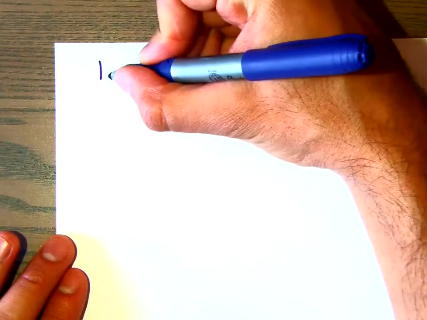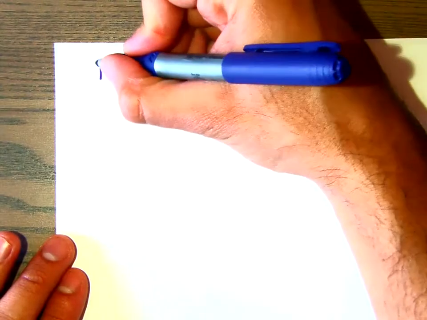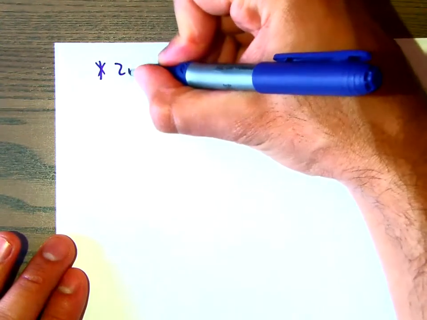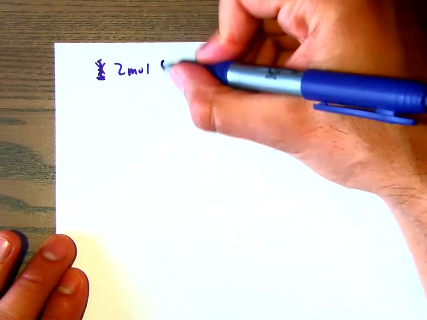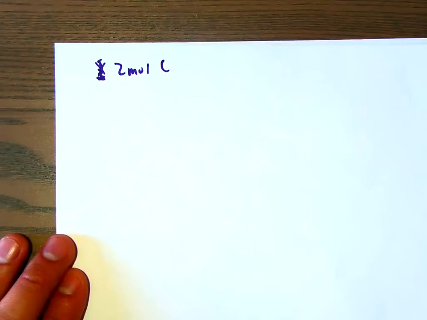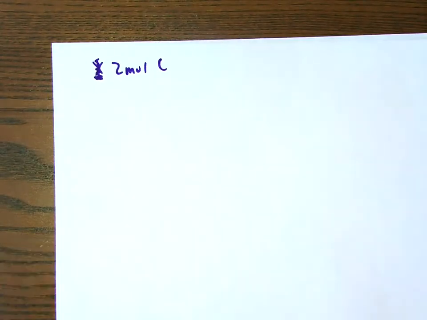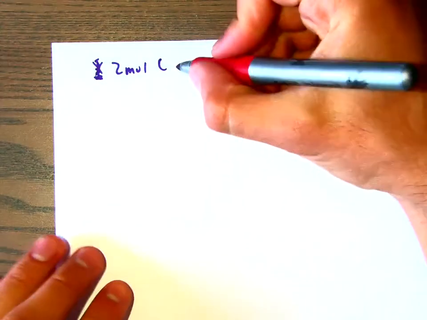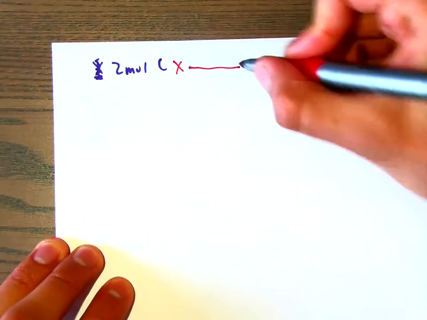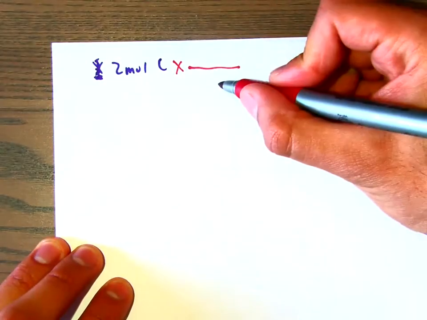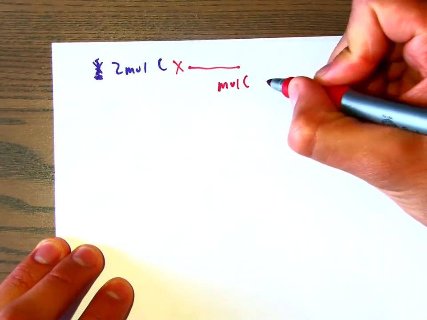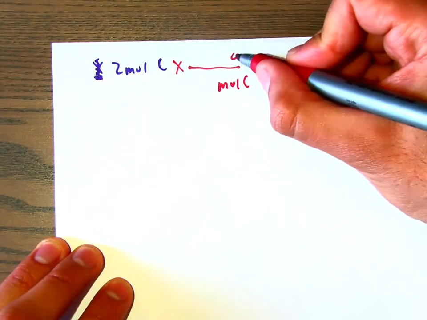Let's say I have 2 moles of carbon, and I want to turn that into grams. Well, if we want to turn that into grams, you have to use the periodic table. We're going to multiply this times a fraction like we always do. If I want moles of carbon to cancel, moles go on the bottom. If I want grams, grams are going to go on top.